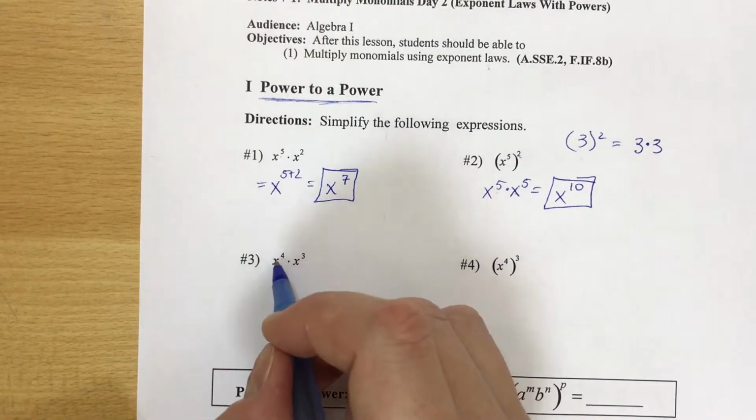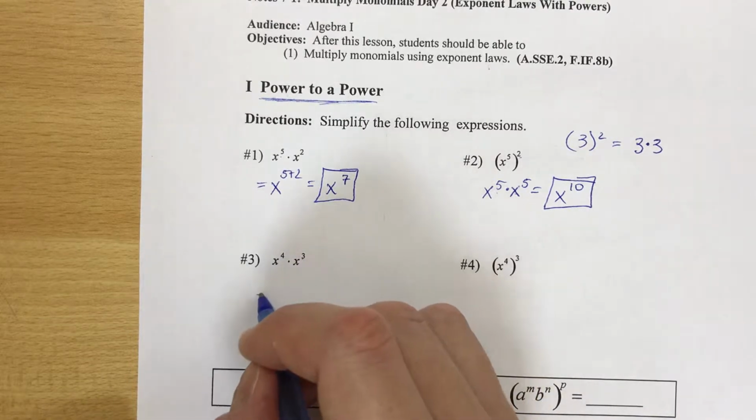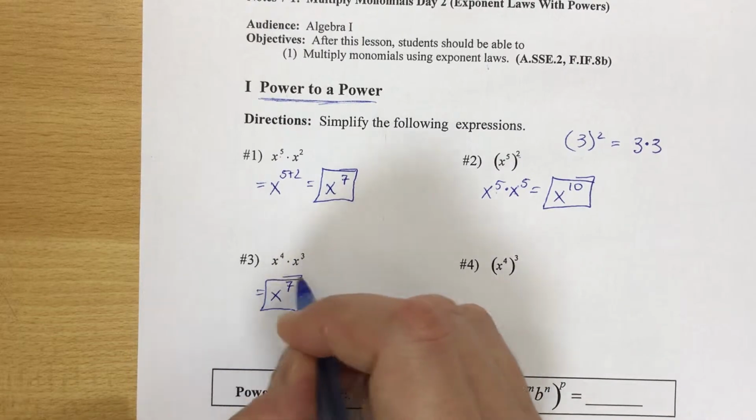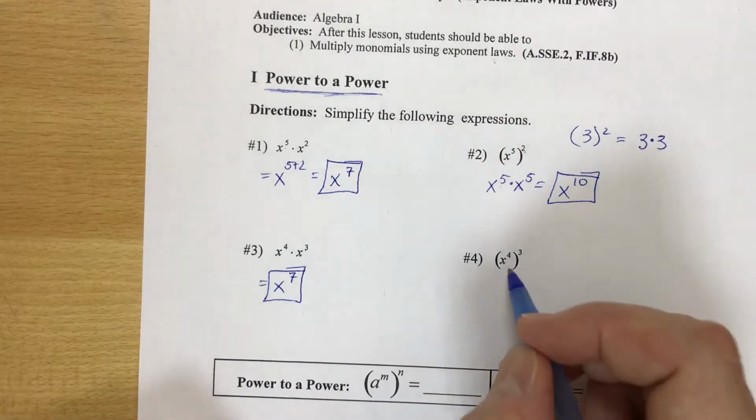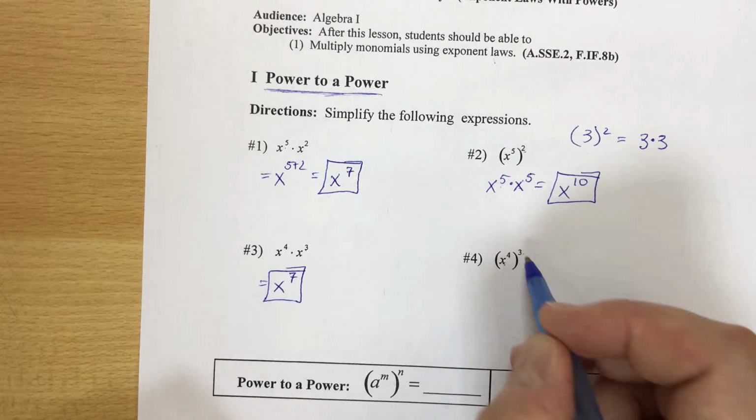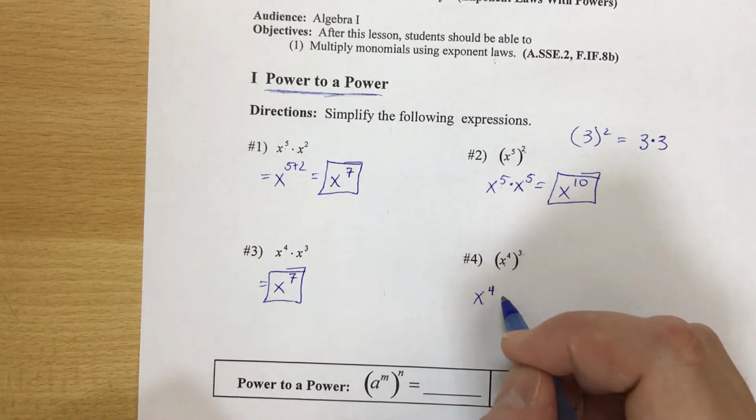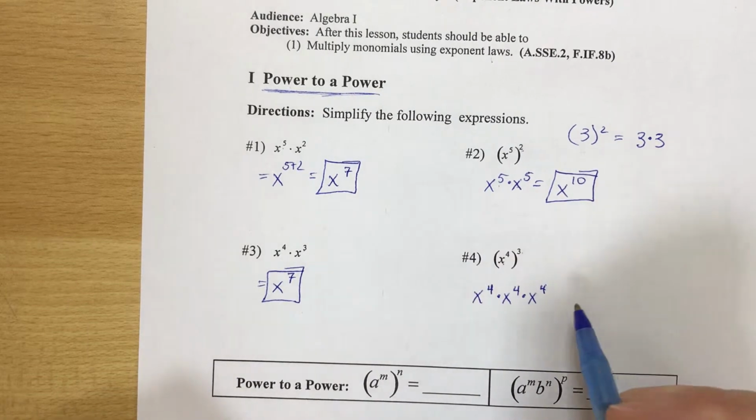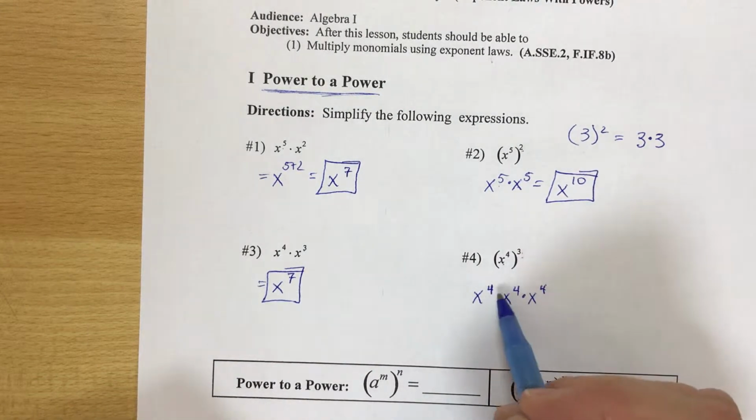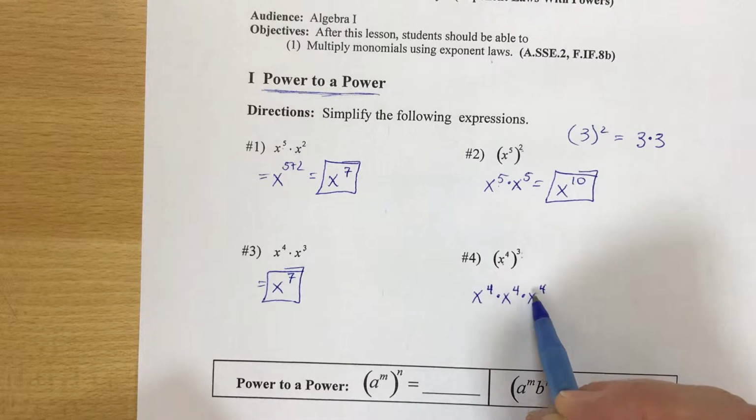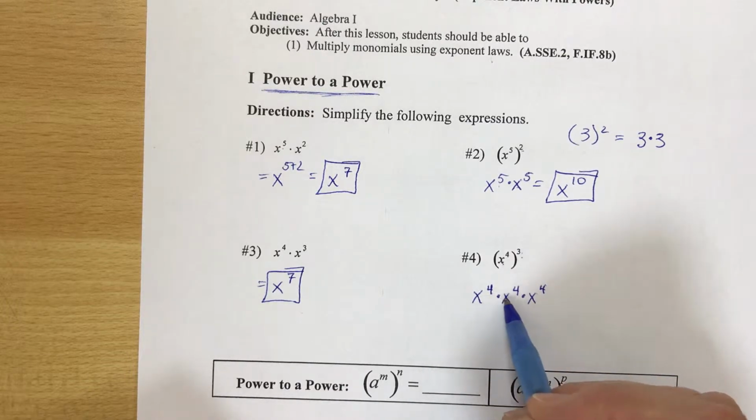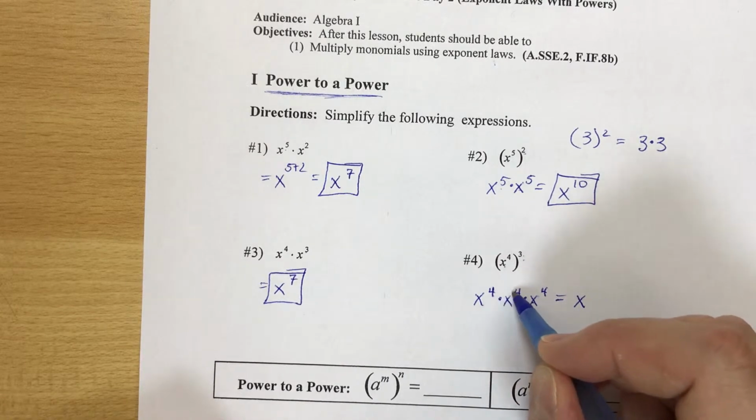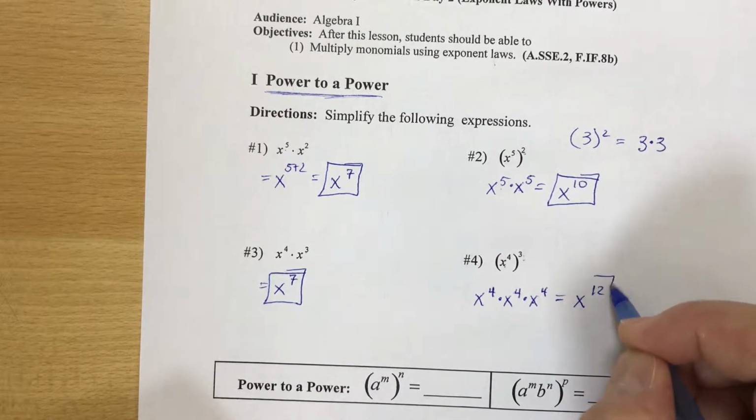Number 3, x to the fourth times x to the third, keep the base, add the exponents, 4 plus 3, x to the 7th. Now, if we raise the base to the third power, that means we take the base, the number in parentheses, and multiply it by itself 3 times. Now, I've written this as multiplication. When we multiply variables, keep the base, x, add the exponents, 12.